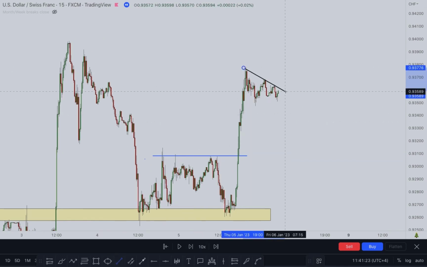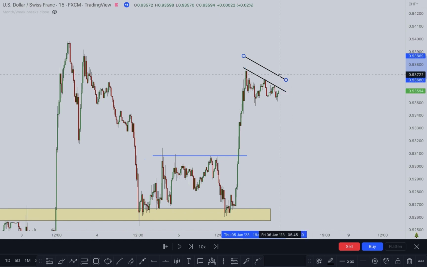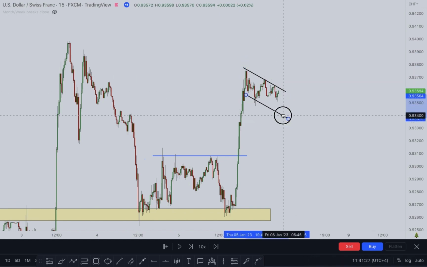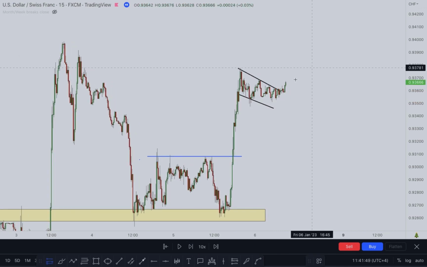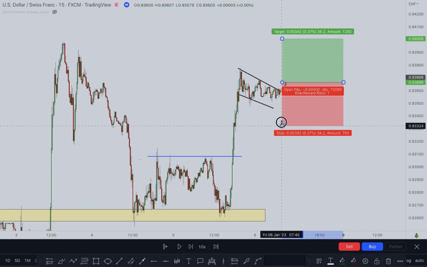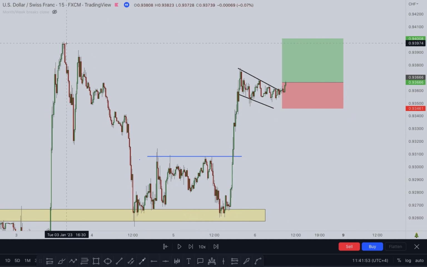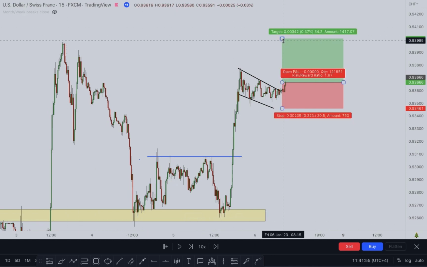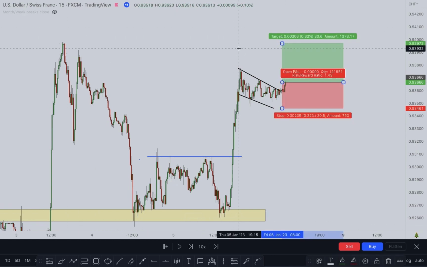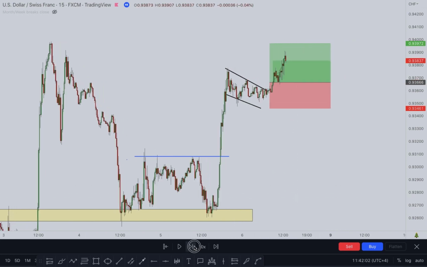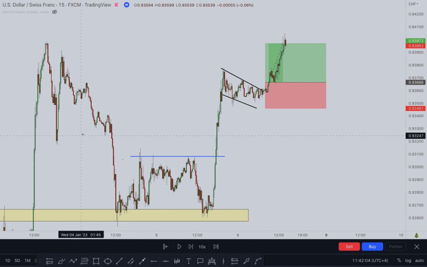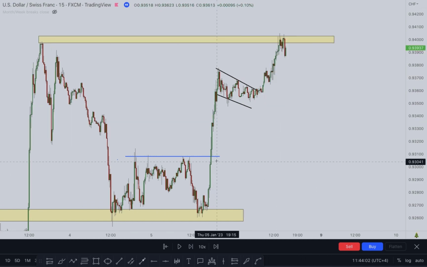Just knowing the impulse and correction, this is a nice pattern that will just break to the upside. So we just waited for the break of this structure. Once we saw the break, we got in with a stop loss at this level, and our take profit was still at the previous high. So this was our take profit. Let's also see how this played out. We had price just going gradually, but finally hitting our take profit. So we opened two positions with the same target. The first one was here, and the second one was also here.